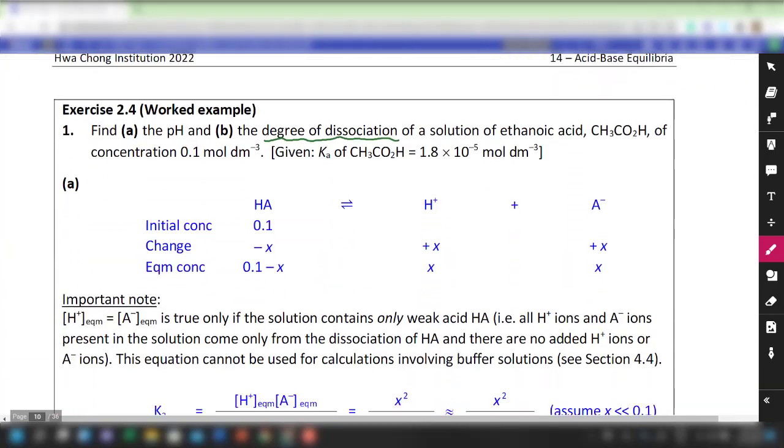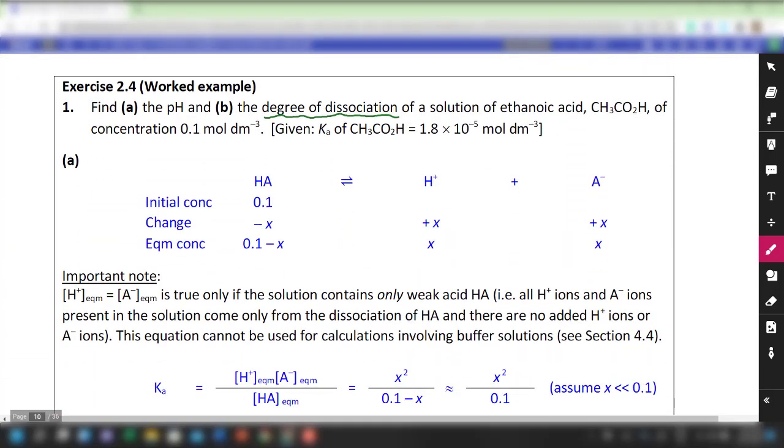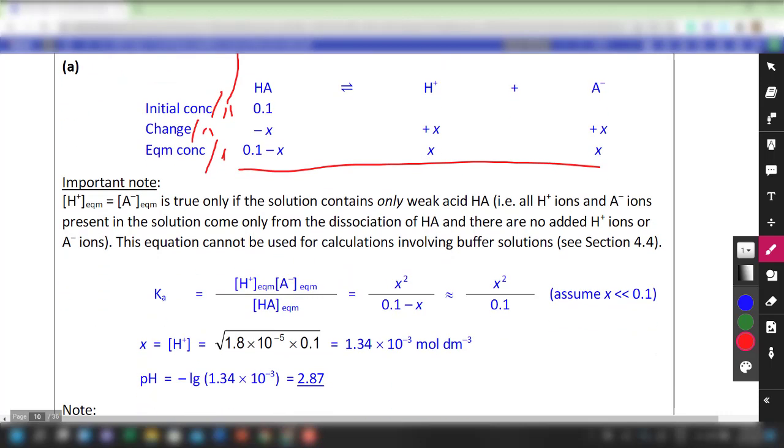Yep, and then you are given the Ka of ethanoic acid to be 1.8 times 10 to the power minus 5. So you can see from the ICE table that the units is not written. So as I mentioned, it will be good to write it in. So please write in the units. Okay, and then you formulate the ICE table to be like this, and then you can write the Ka expression. So again, this is the assumption we make here.